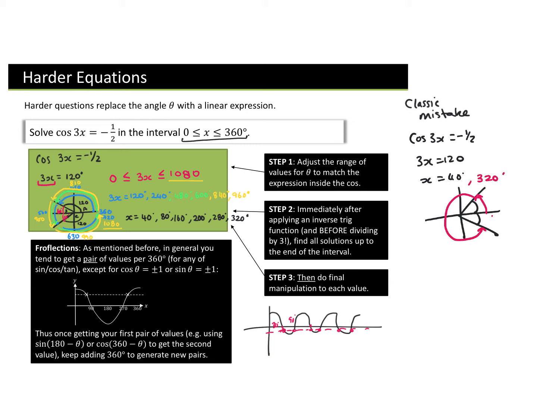320. Perfect. Then stop at 360 because that's what the interval says. Great, I've got 2 solutions. Perfect. Right, off I go. Now, as you can see, that is completely wrong, isn't it?